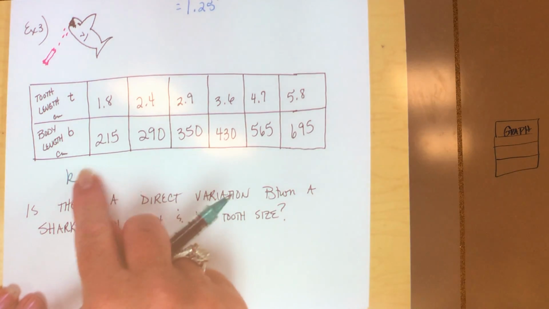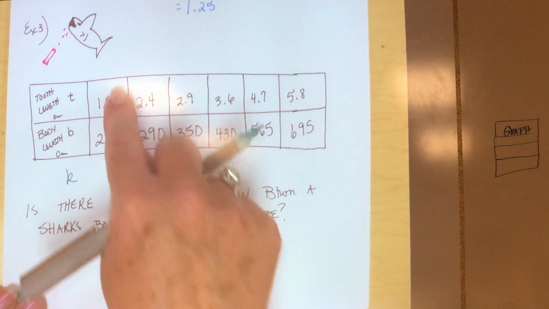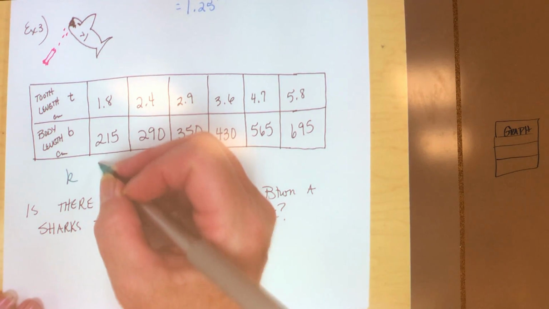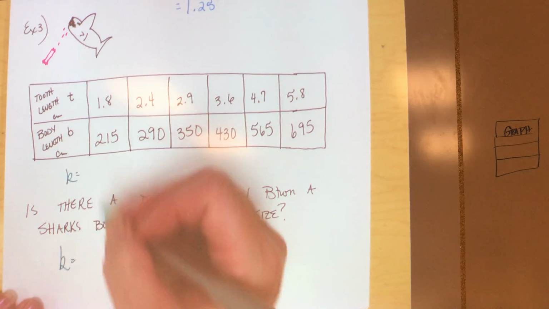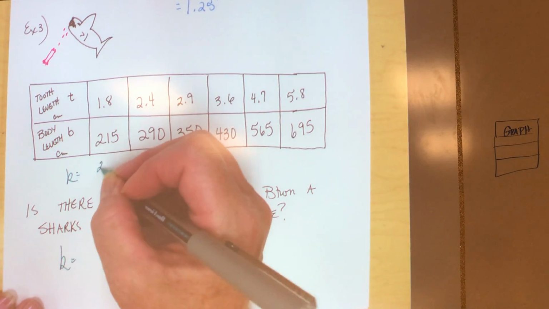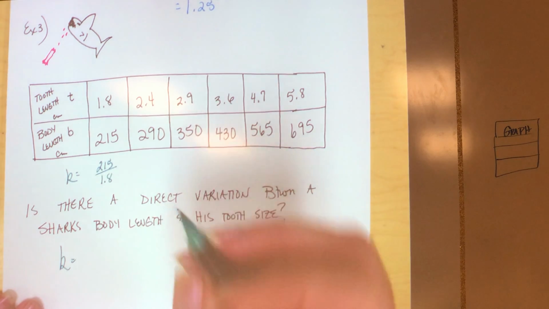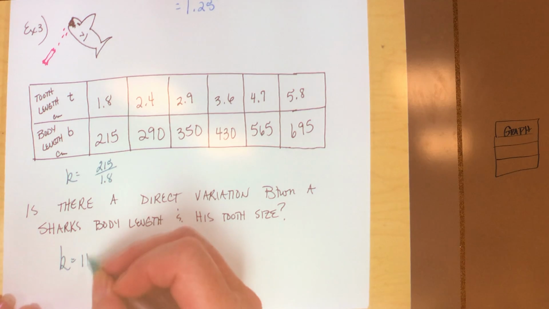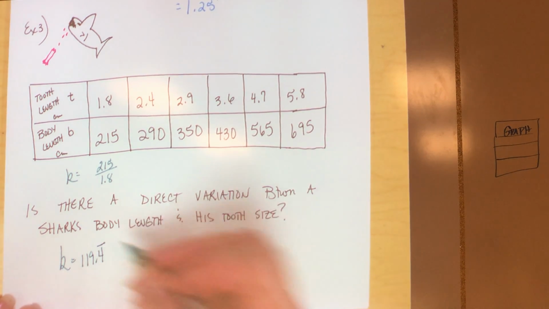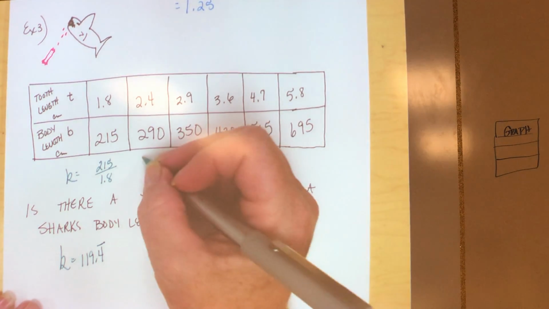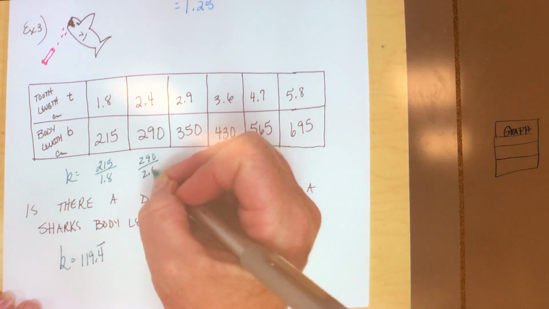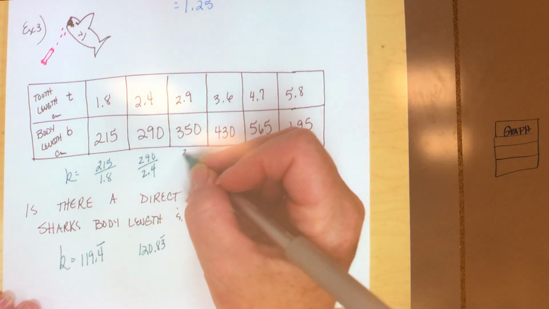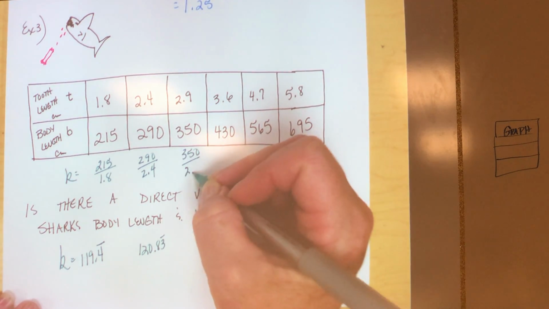Okay, so what's the formula? Y over X. So get your calculator ready. I want some help from y'all. Okay, so I'm going to write the equation up here and then we'll find it down there. What is 215 divided by 1.8? Somebody pop it in your calc. 119.4 repeating. So what's 290 divided by 2.4? 120.83 repeating. Okay. What's 350 over 2.9?